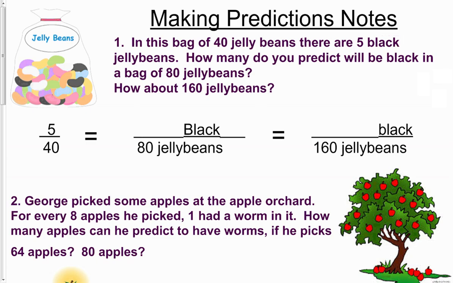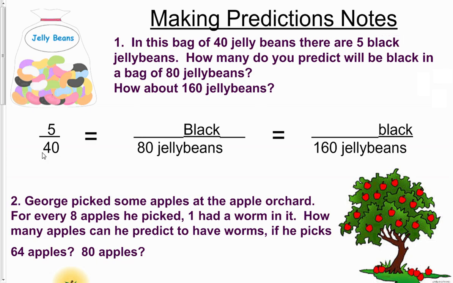Here we go. Problem number 1. In this bag of jelly beans that you see right here, there are 40 jelly beans and 5 of them are black. How many do you predict, if you got more jelly beans, how many would you predict to be black in a bag of 80 jelly beans? Or how about 160 jelly beans? So let's go ahead and set this up.